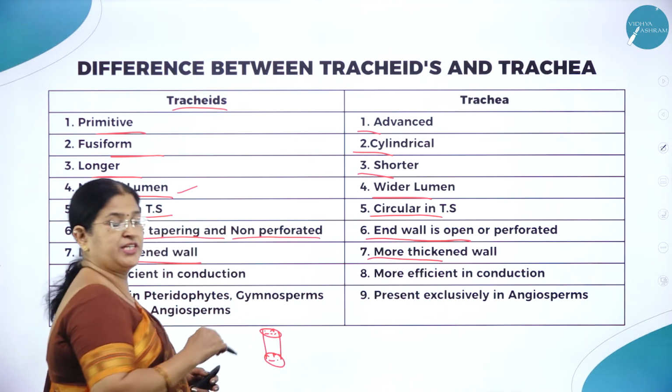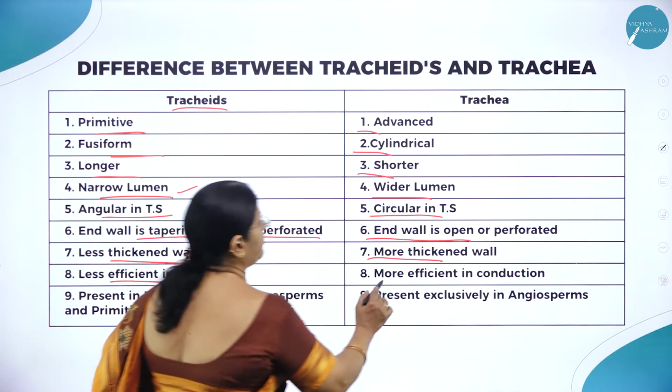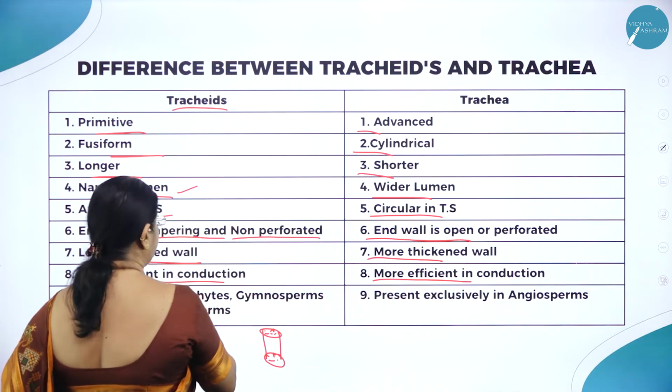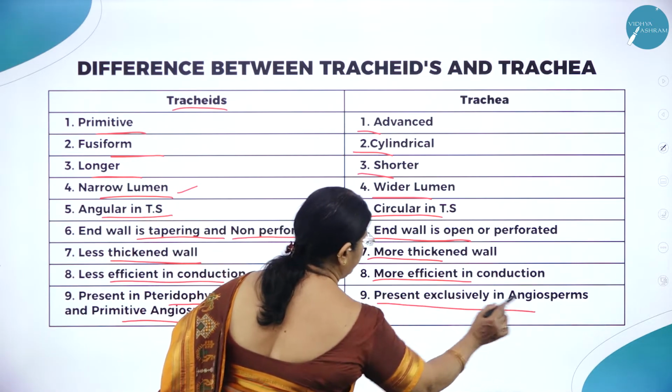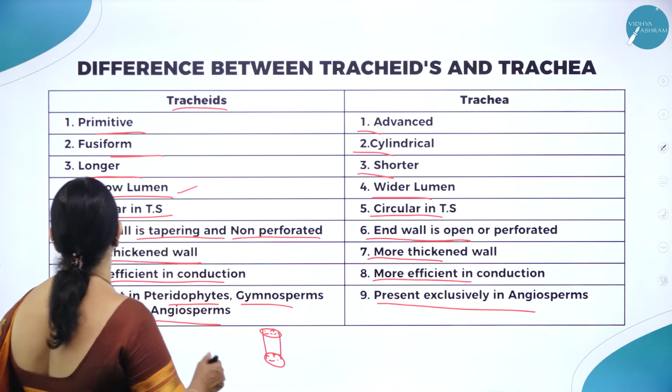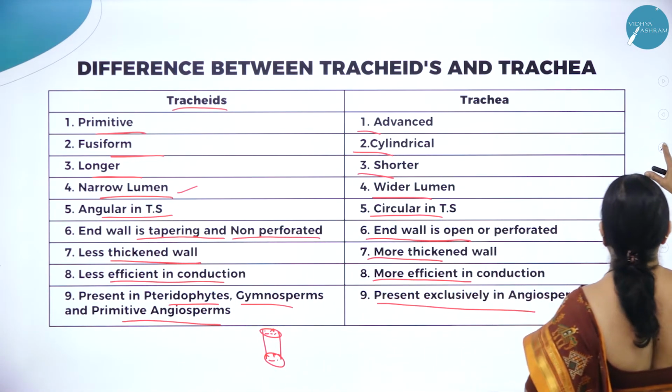So it is more efficient in conduction than tracheids. Less efficient in conduction, more efficient in conduction. Present in pteridophyte, gymnosperms and primitive angiosperms, present exclusively in angiosperms. Hope you have understood the difference between the tracheids and trachea.